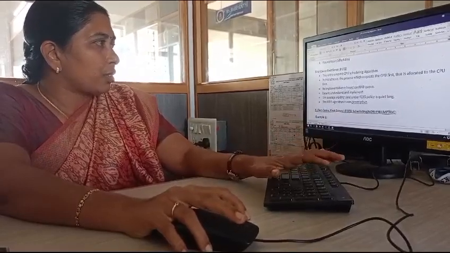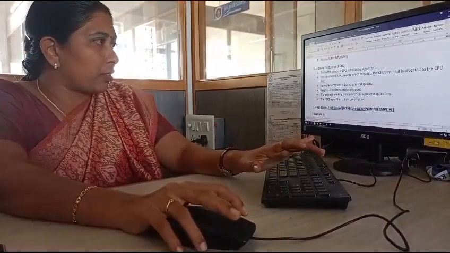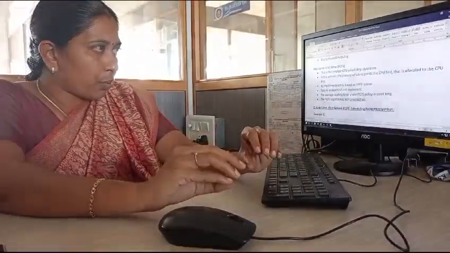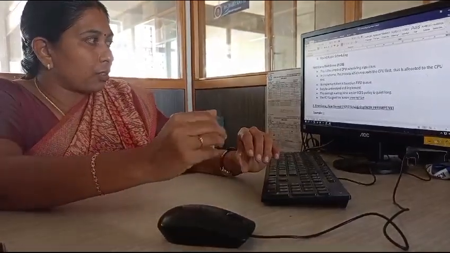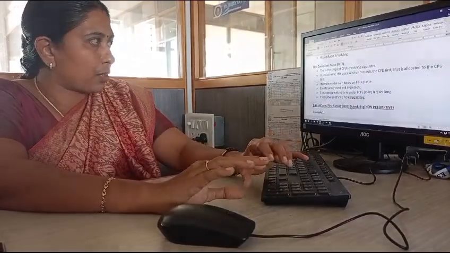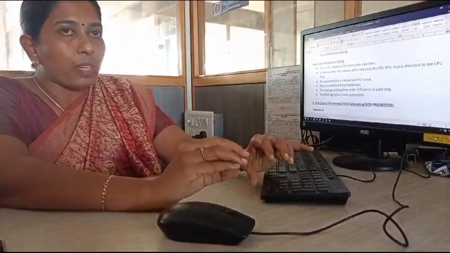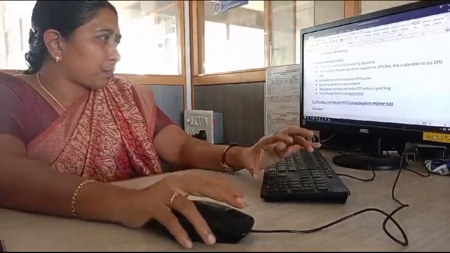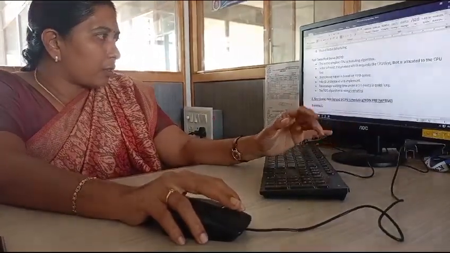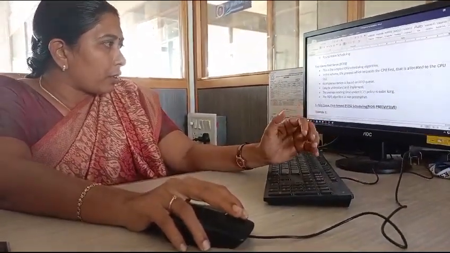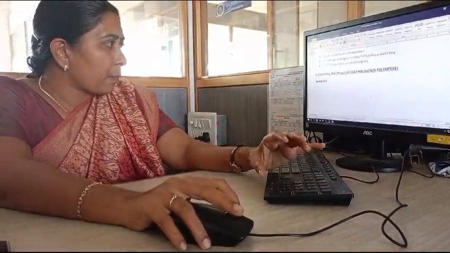The first one is first come, first serve scheduling. This is the simplest form of CPU scheduling. That is, whichever process enters the CPU first is allotted first and executed first, based on first come, first serve. It is the easiest one, and we can easily implement it. And it is a non-preemptive scheduling algorithm. Let's see an example for this.